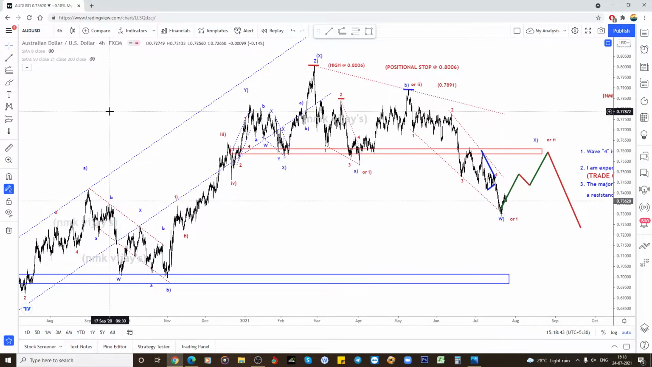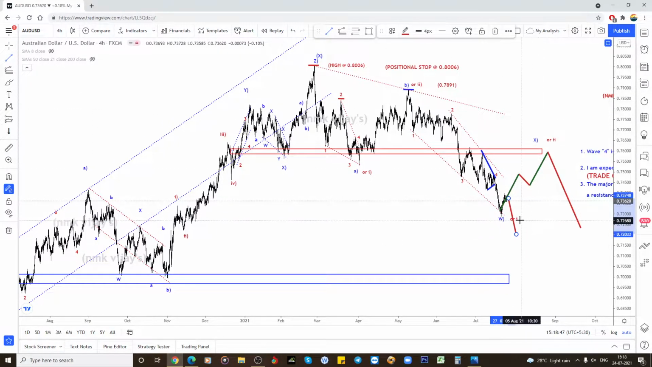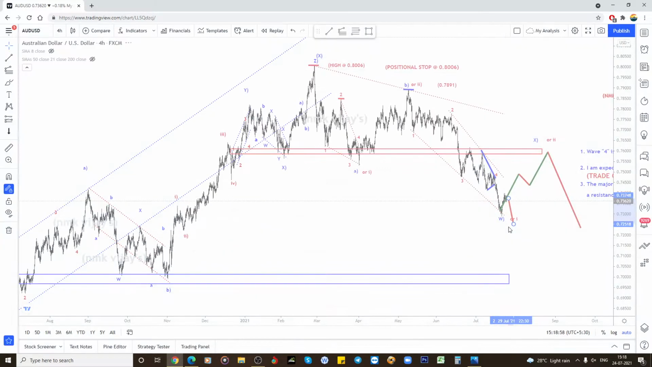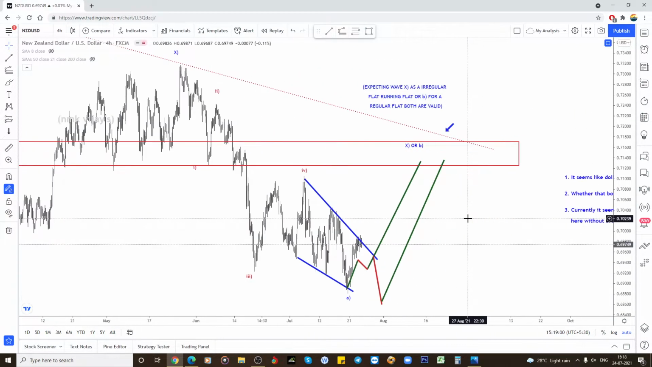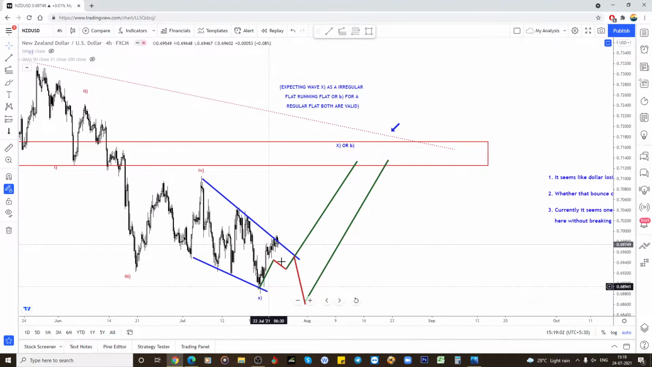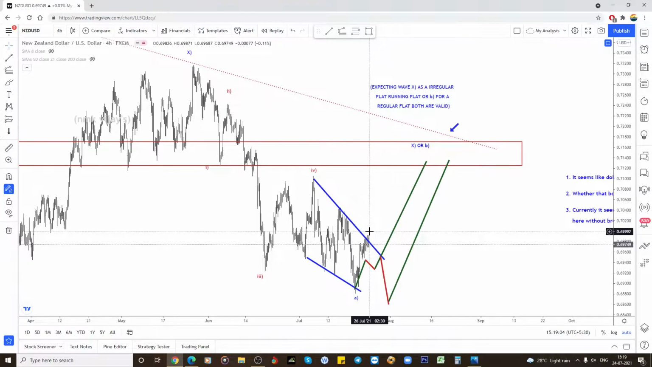If it falls from here also, I don't know what kind of wave formation it is doing, I'm not able to see that, right? But we need to be on the sell side, that's it. So next is New Zealand dollar. See, I expected here, whether this is the 4th wave end, it could be like this, and one more wave to the downside is also possible.